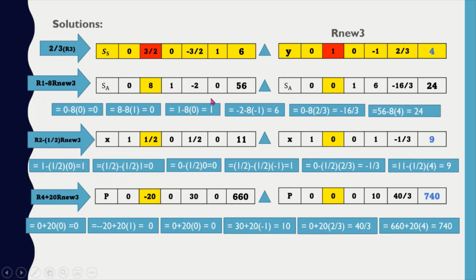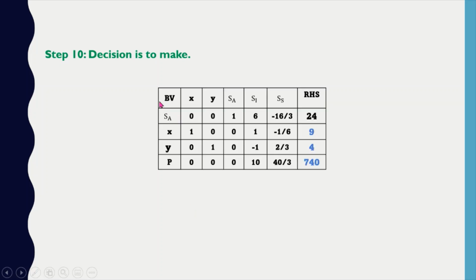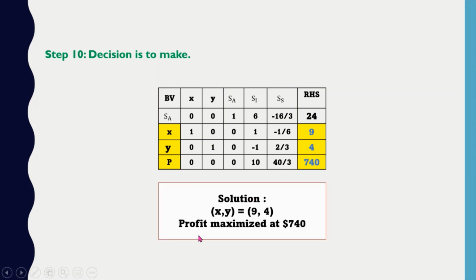So let's now go to our final step, step 10, decision making. The decision is to be made here. This is the last table, copied from the last table, in which we have the values of x, y, and P here: 9, 4, and 740. So we use this now as our final solution. We have profit maximized at 740 and the solution at x equals 9, y equals 4.